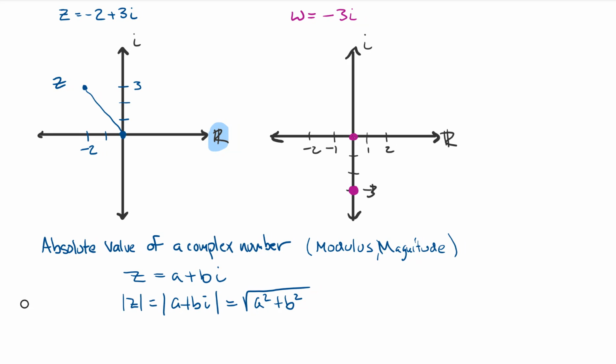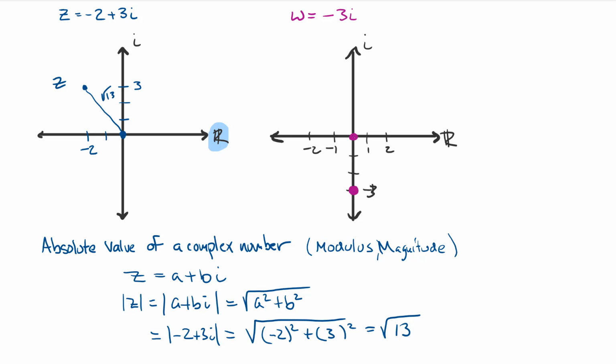So let's solve ours out in blue. The absolute value of -2 plus 3i is going to be equal to the square root of, and we square it up. Don't bring the i, just the numbers, the -2 and the 3. So that's going to be what? 4 plus 9, that's root 13. And we find out that our length, our absolute value, our modulus, our magnitude, is going to be root 13.